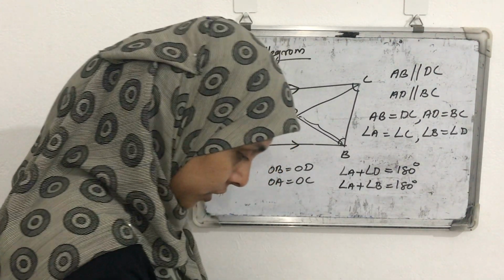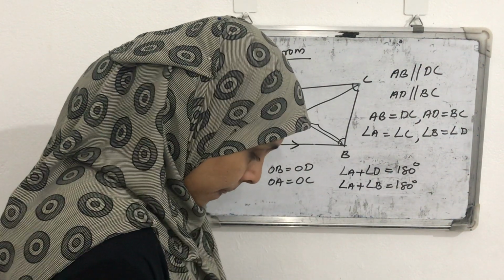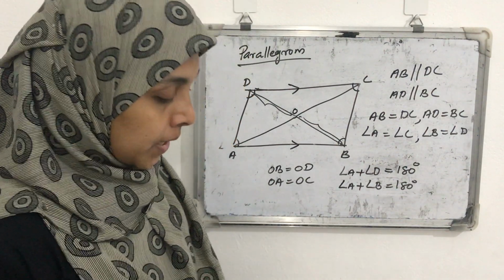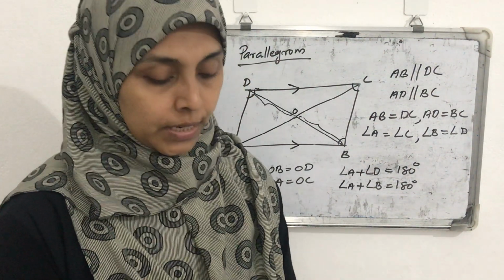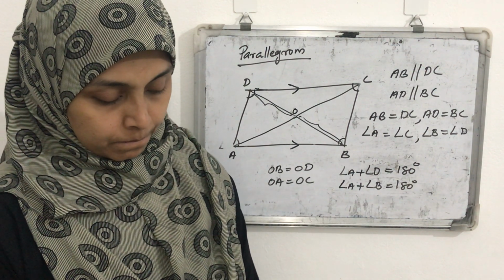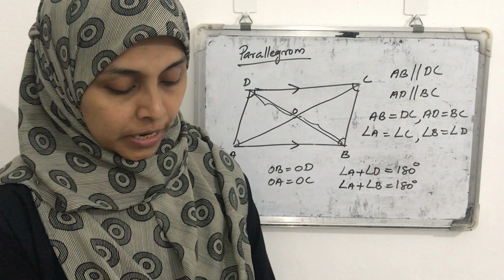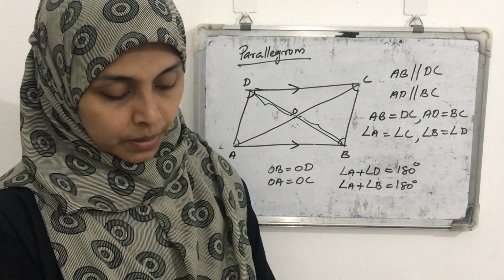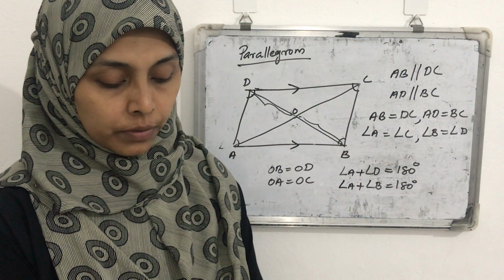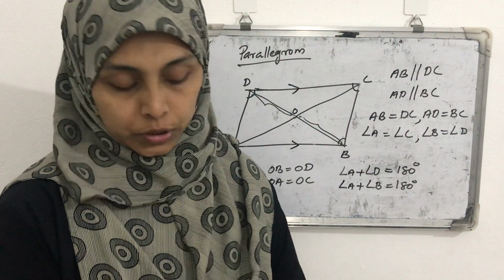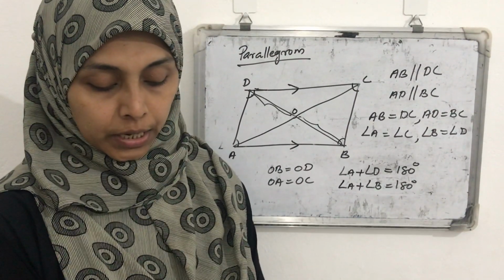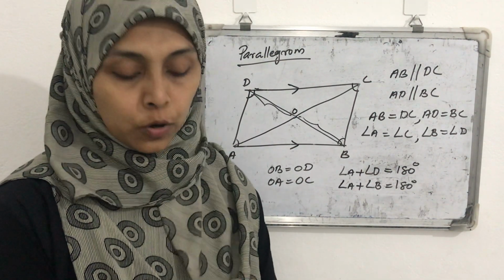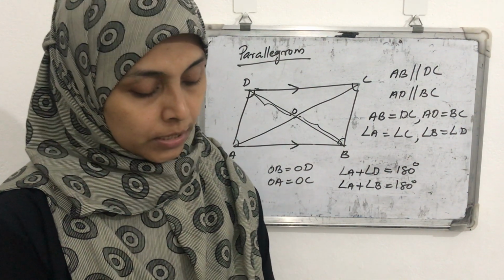From the textbook, all of you take page number 50, exercise 3.3, question 3. Given a parallelogram ABCD, complete each statement along with the definition or property used. AD is equal to dash. Because it is a parallelogram, what is the opposite side of AD? Yes, BC. So AD is equal to BC.